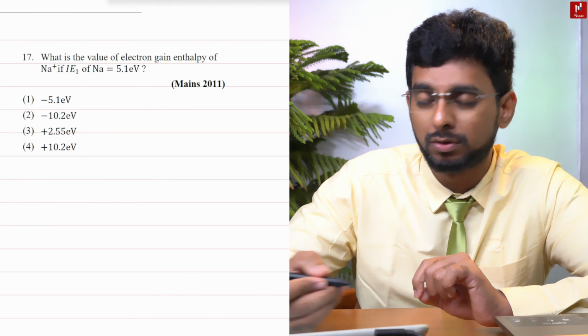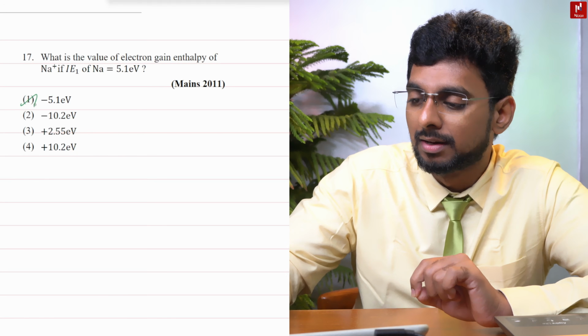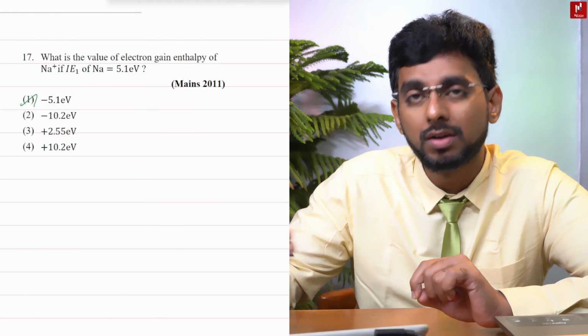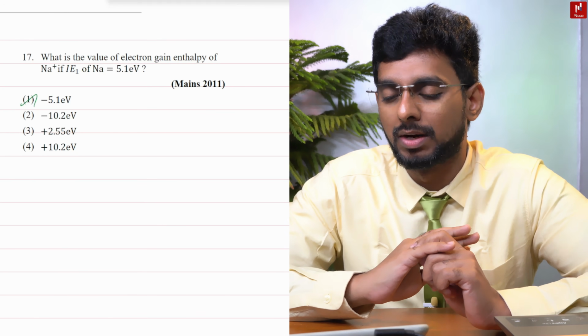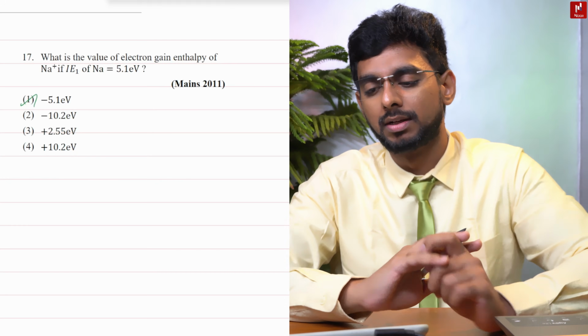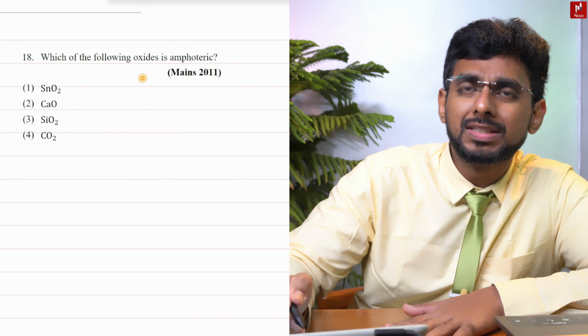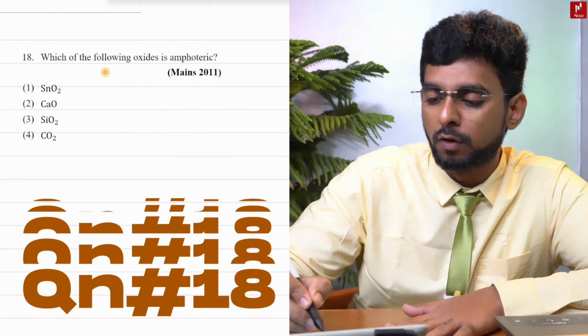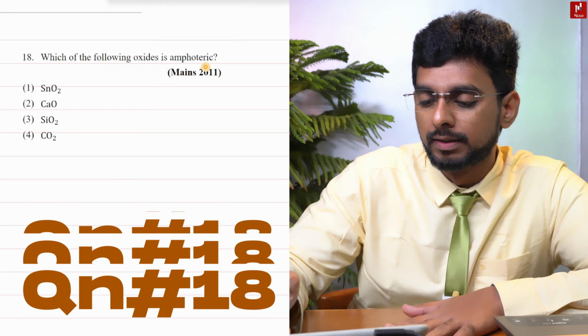So the answer over here is negative 5.1 eV. There is nothing to solve with mathematics. You just need to flip the sign and you will end up getting the answer. Fine. Simple question. Let's move on to the next one. The next question is also a simple one. Which of the following oxides is amphoteric?